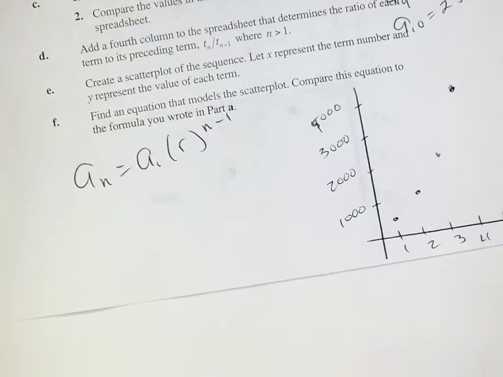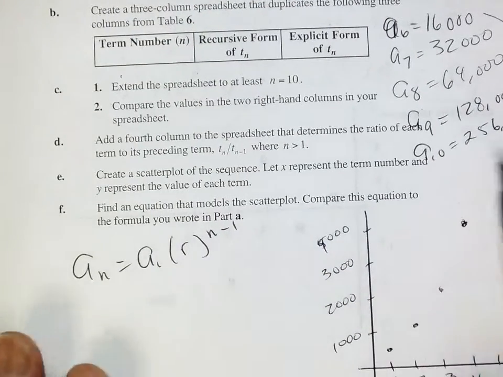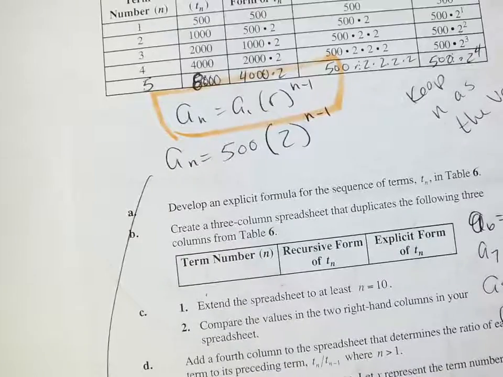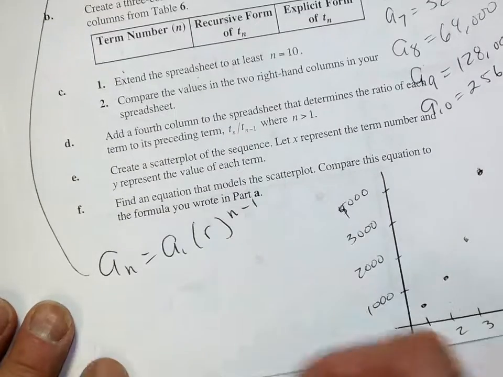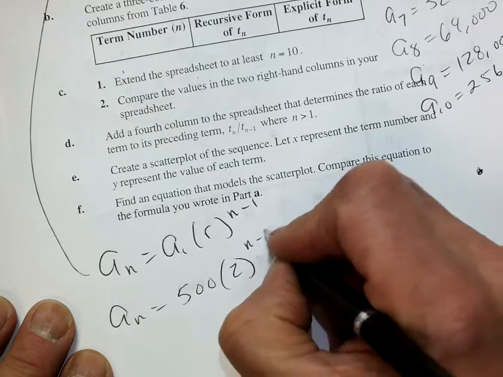Can you make a formula real quick? What do you think? I want you to make a formula. Remember, if you're going to make a formula, keep n as a variable. Put in A1 and put r in. You got it, okay? Give it a try. Make a formula. The formula fits these numbers, okay? What is r? r is the multiplier. It's right up there, isn't it? So A of n equals 500 times 2 to the n minus 1.